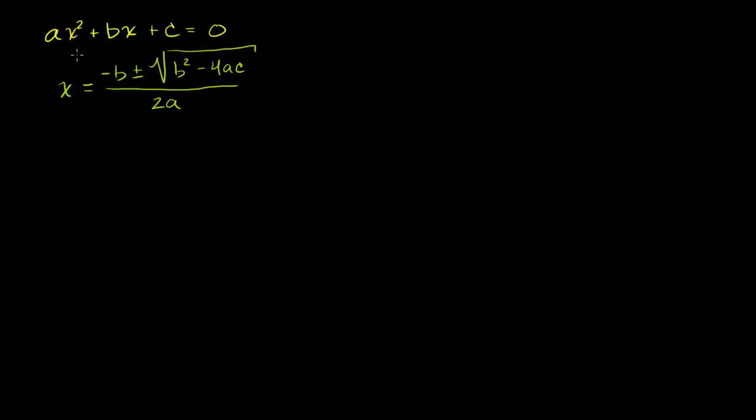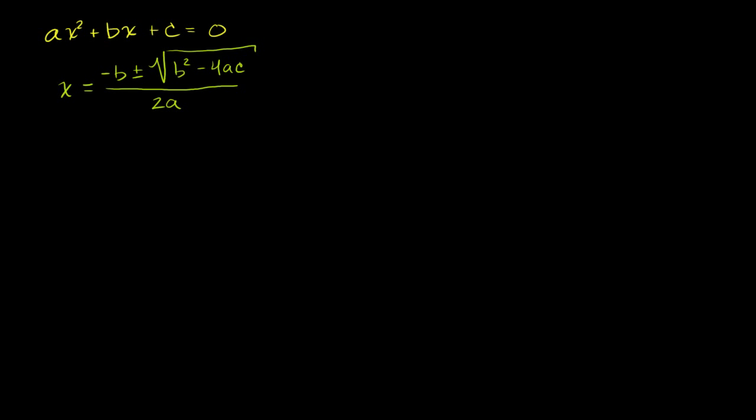You literally just substitute the numbers, a for a, b for b, c for c, and then it gives you two answers because you have a plus or a minus right there. What I want to do in this video is actually prove it to you. Prove that using essentially completing the square, I can get from that to that right over there.